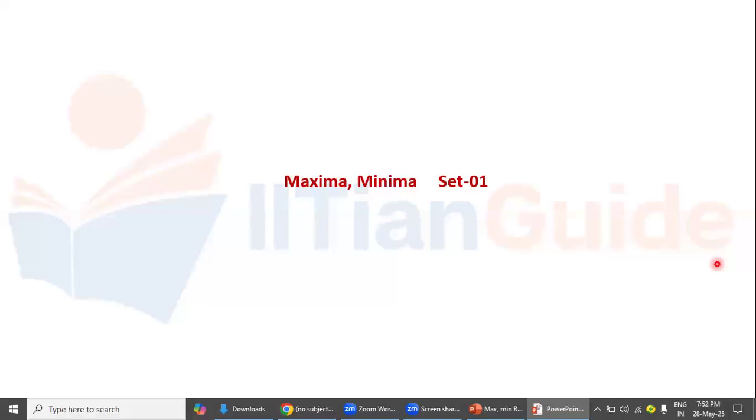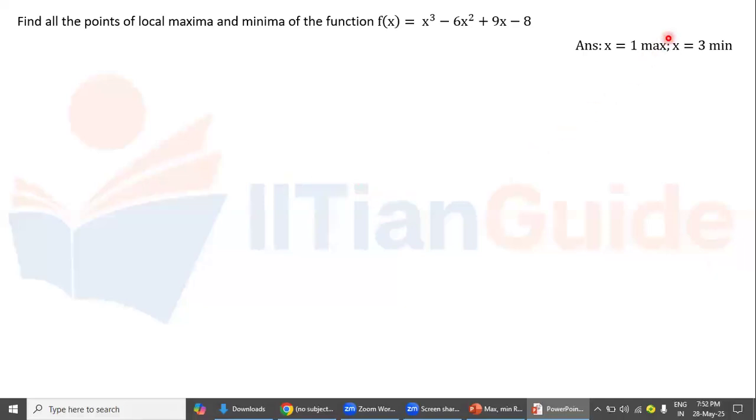Okay, we can do a question. Let's do one question at least. We have to find the points of the local maximum and local minimum of the function f(x), or y, that is x cube minus 6x square plus 9x minus 8. Most of the time we need to find the points at which it is maximum or minimum. He is not asking for the maximum and minimum value, but sometimes they may ask. I will tell you the maximum and minimum value later on.